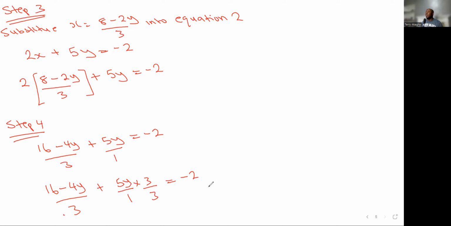Is that okay? If I continue that way, it will now be 16 minus 4y over 3 plus, all right, 5y times 3 will give me what? 15y divided by 3 is equal to minus 2. So you can see both of them have the same what? Denominator. So please, if you missed the previous videos where I talked about fractions and simplifying fractions, I would advise you to go back and have a look.